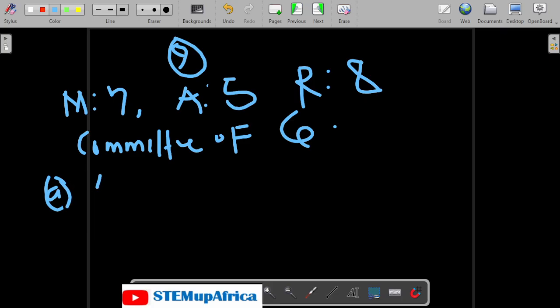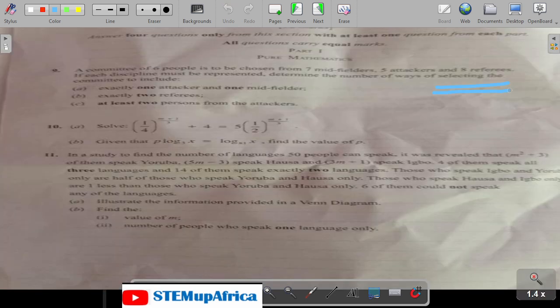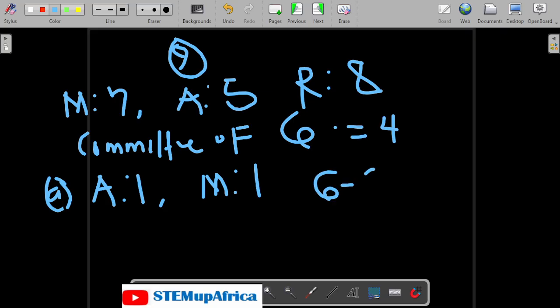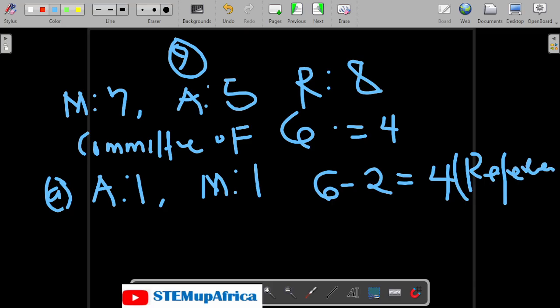Question A says attacker now, it must be 1. What about midfielder? Midfielder is 1. So if I take 1 attacker and 1 midfielder, how many persons remain now? It is 4. We are going to have 6 minus 2 from the selected people, which is 4. So these 4 persons remaining now should be the referee.